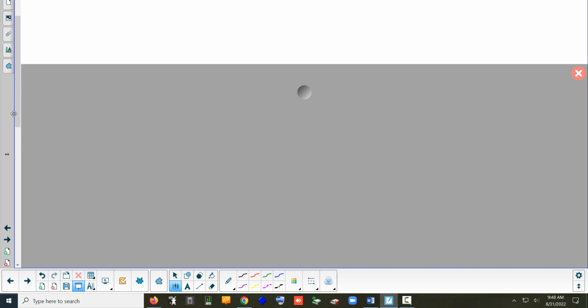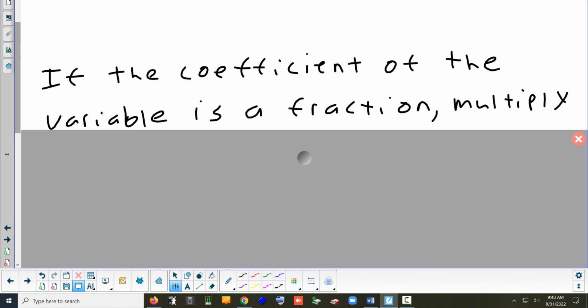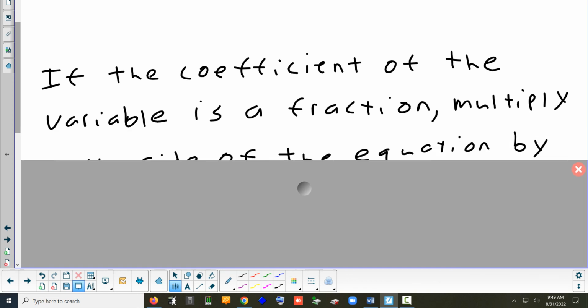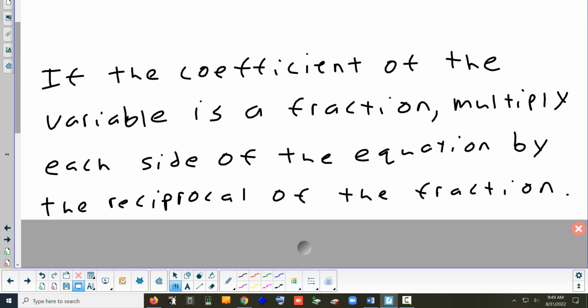The number in front of the variable. So in this case, we would say the coefficient here is 8. But if you have a coefficient in front of a variable that's a fraction, the way you're going to solve it is you're going to multiply. And you're going to multiply both sides by the reciprocal.